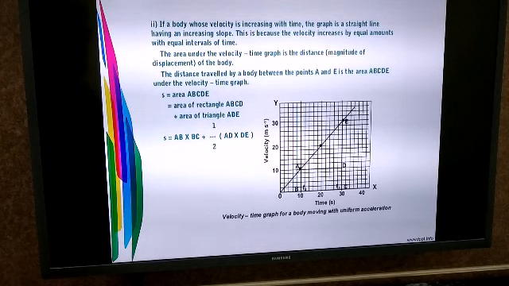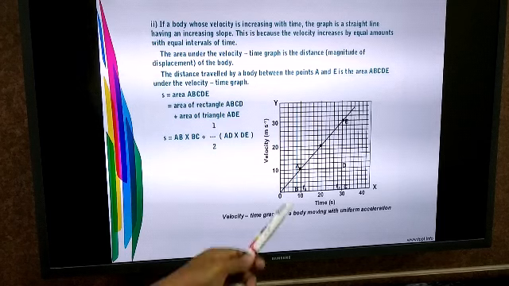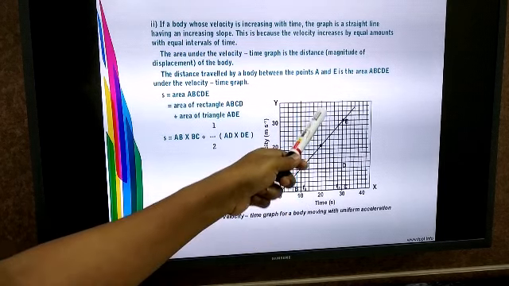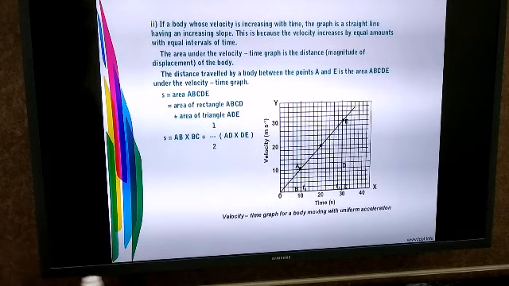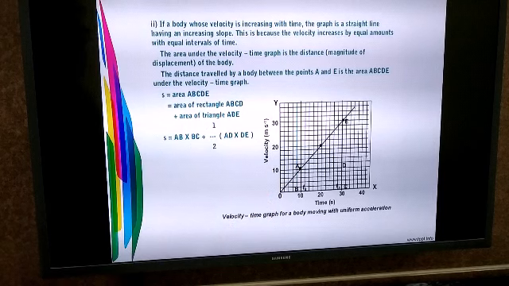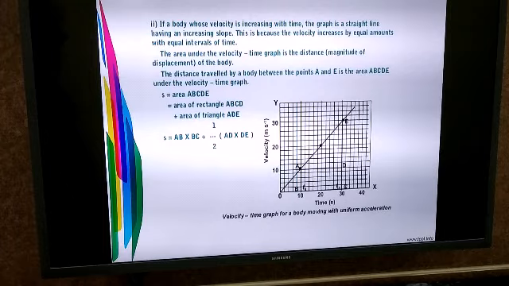So how can I calculate this S? S is equal to area of rectangle ABCD plus area of right angle triangle EDA. So by adding up the area of rectangle and area of triangle, I will get the distance that is covered by the object.